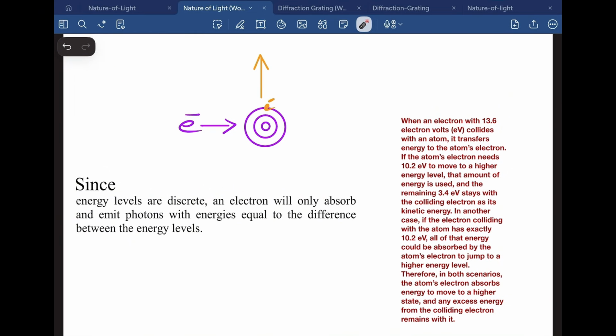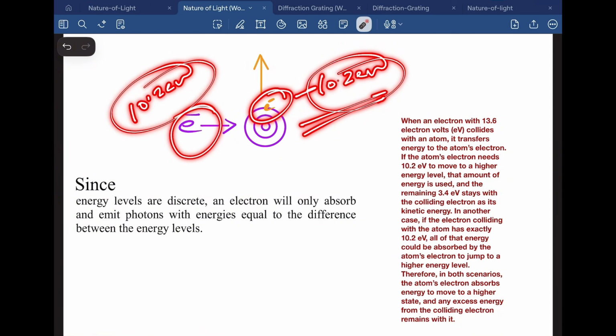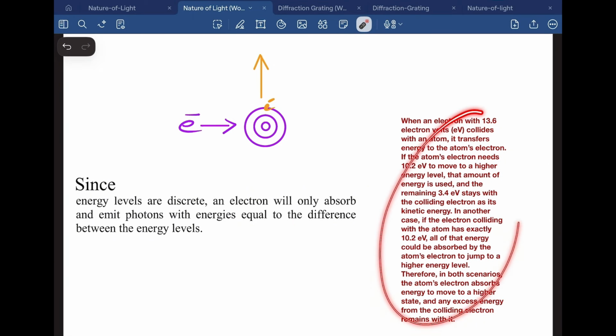Now in the next scenario, let's say the electron requires 10.2 electron volt to move to a higher energy level, and the colliding electron has exactly 10.2 electron volt. So the electron inside the atom will take exactly 10.2 electron volt from the colliding electron to move from the lower energy level to higher energy level. This is basically the explanation that I have written.